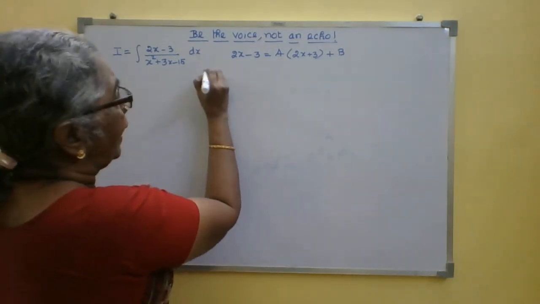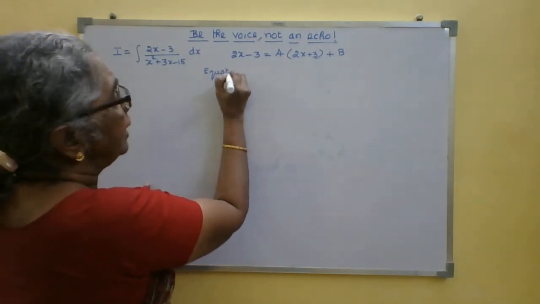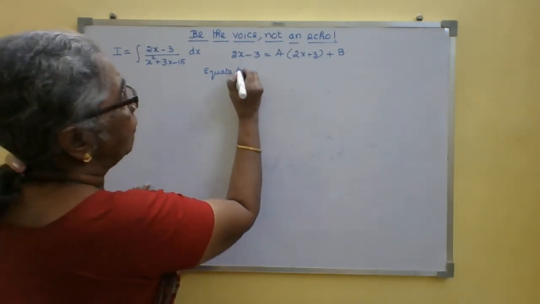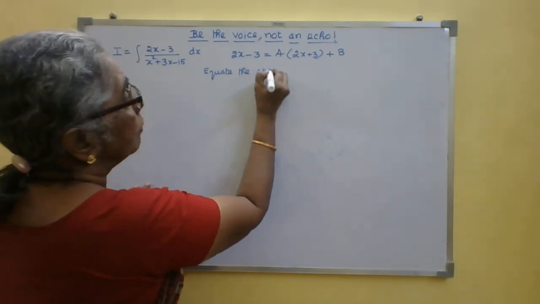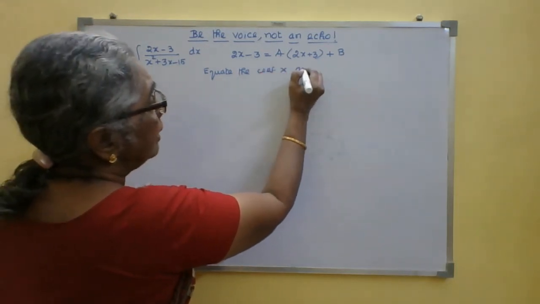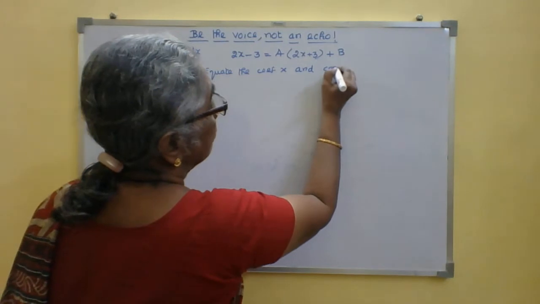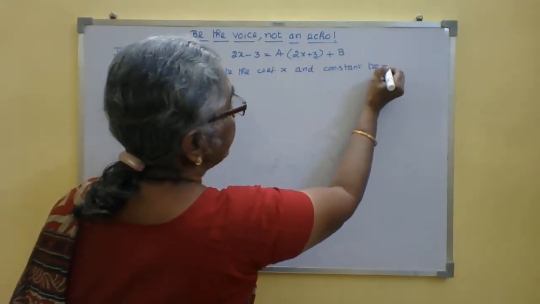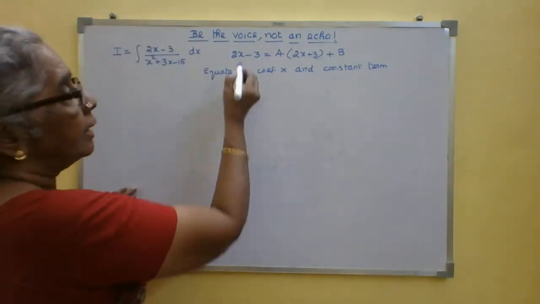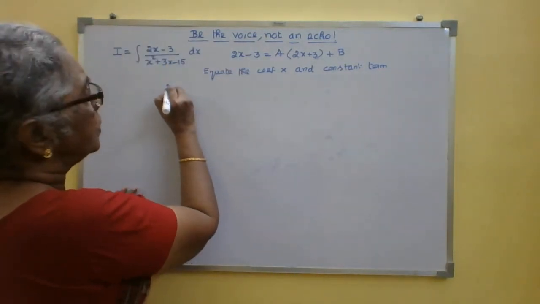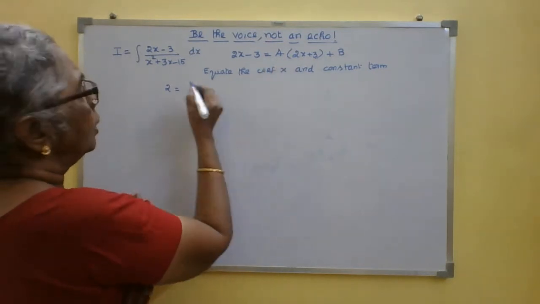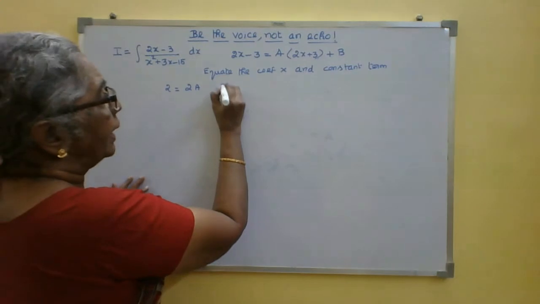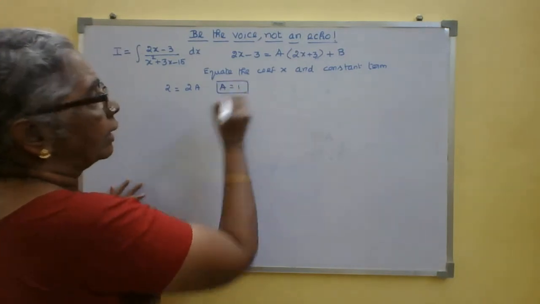Let us equate the coefficient of x and the constant term in both the LHS as well as the RHS. The coefficient of x here is 2. That will be equal to the coefficient of x, which is 2a there. So you will be getting a is equal to 1.